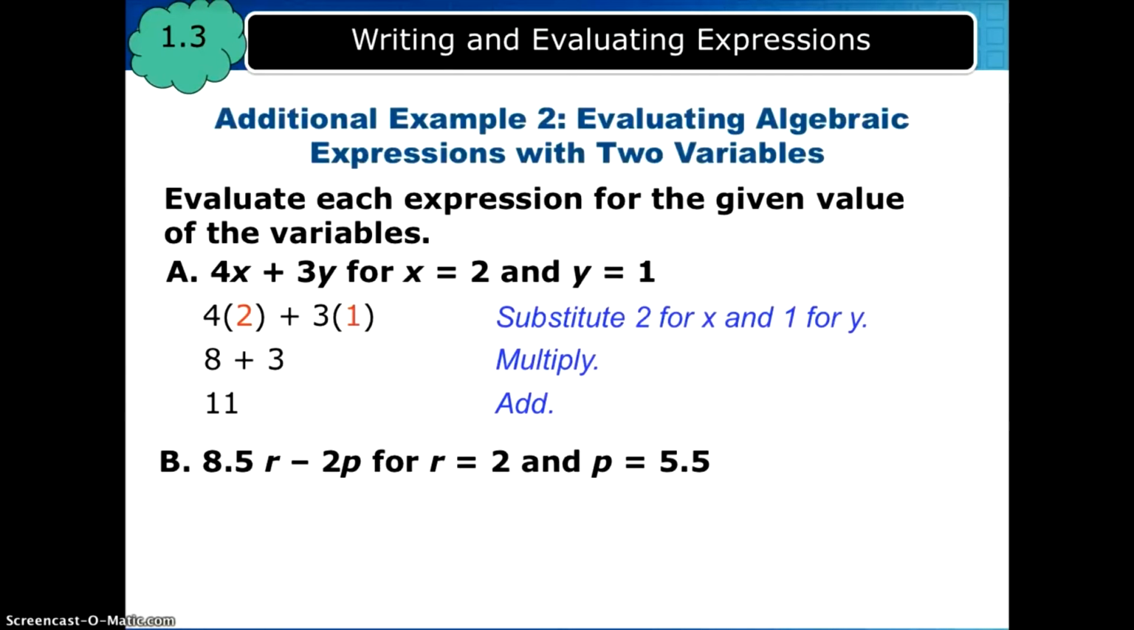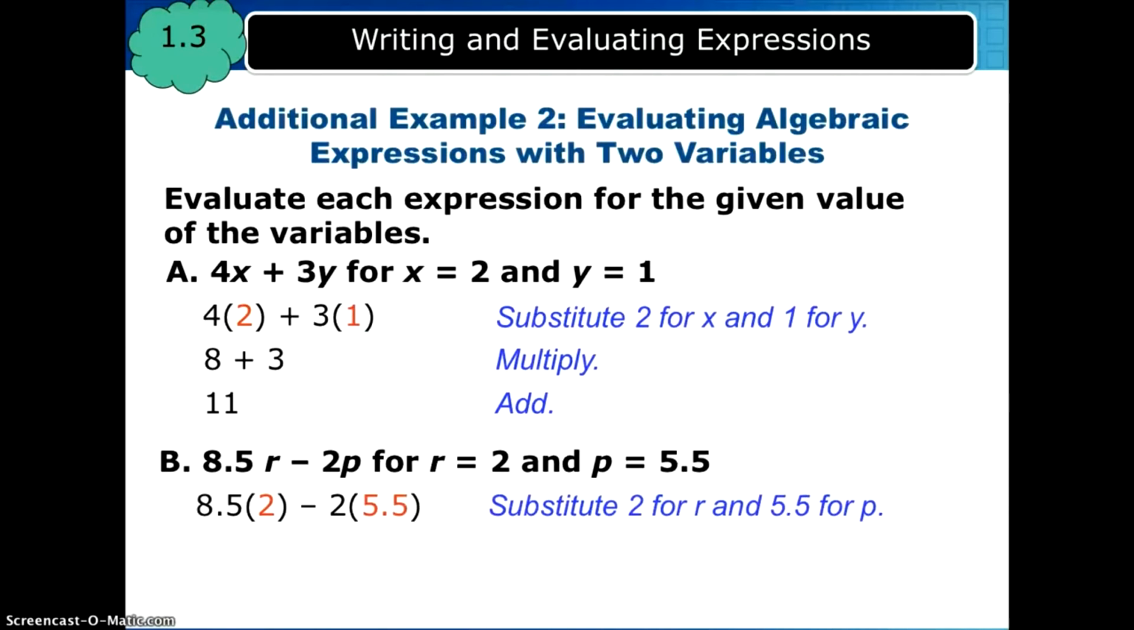In part B, 8.5 times r minus 2p. R is going to equal 2. P is going to equal 5.5. We're going to substitute both r and p in. So we have 8.5 times 2 minus 2 times 5.5. Multiplication happens first to get 17 minus 11, and then I'm going to subtract to get my final answer of 6.